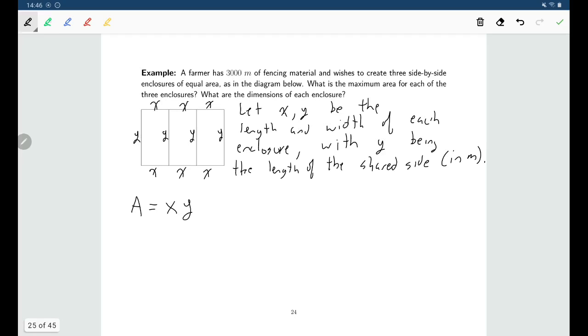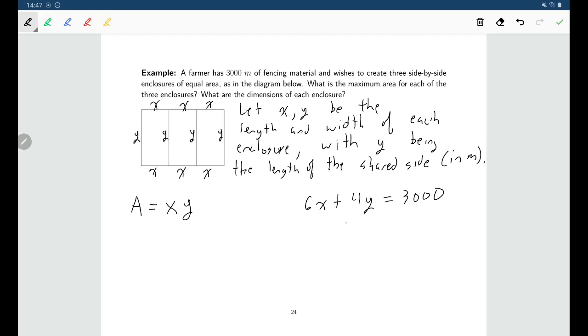Now, of course, this is not something where we can maximize right away, because this is not a function of one variable. It's got 2 variables in it, x and y. Now, conveniently enough, we do have that restriction that we haven't done anything with yet, which is that we have 3,000 meters of fencing material in total, so all of those side lengths, those 6 x's and those 4 y's together, need to add up to 3,000.